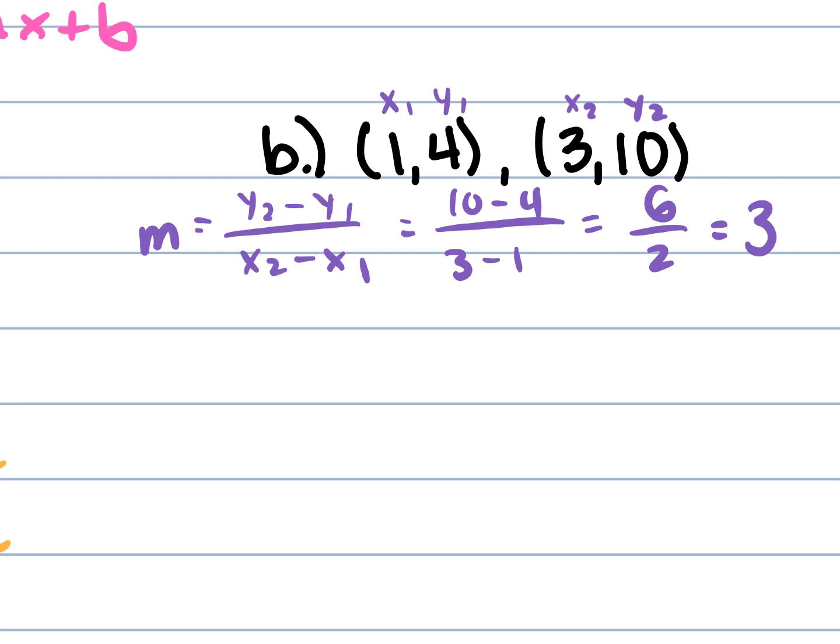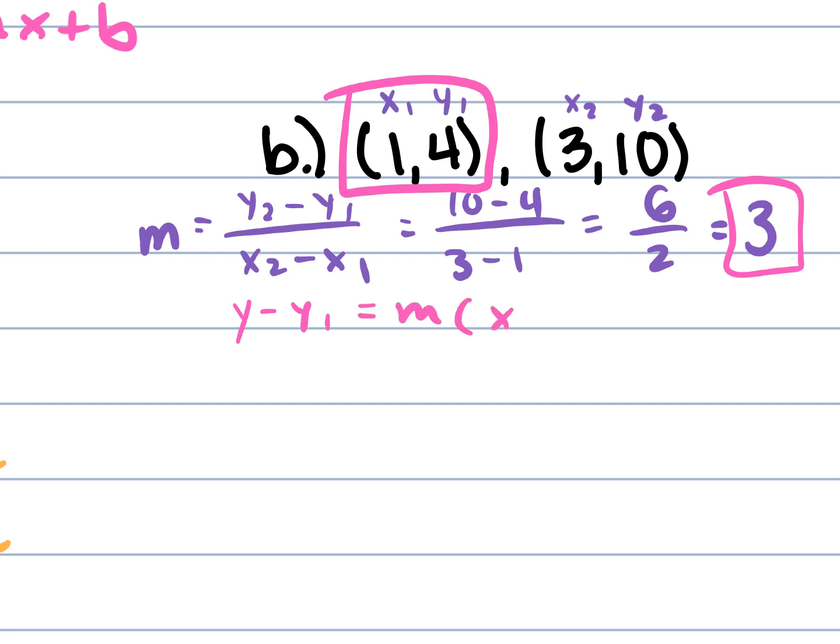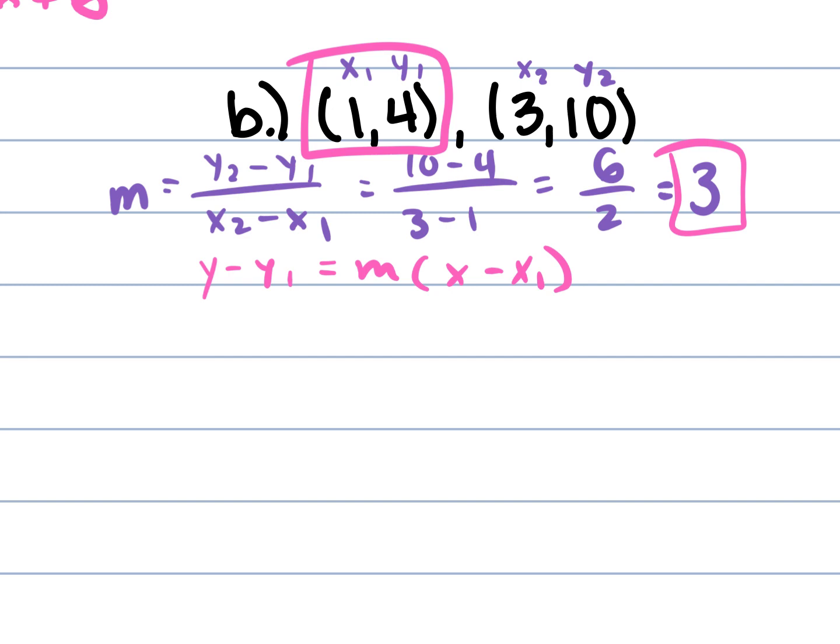Now, does it give me my y-intercept? No. It only gives me a point and my slope, so I have to use point slope form first. Point slope form is y minus y1 is equal to m times x minus x1. So I'm going to plug in my point and my slope. So y minus 4 is equal to 3 times x minus 1.